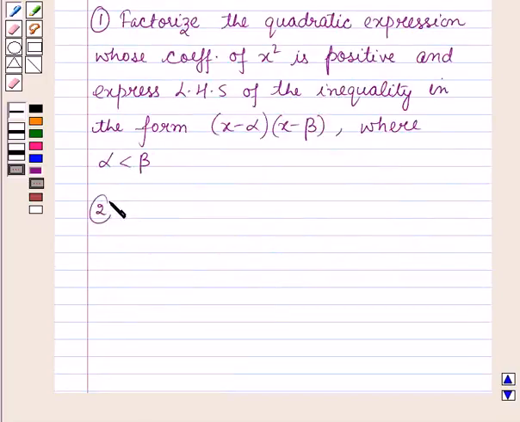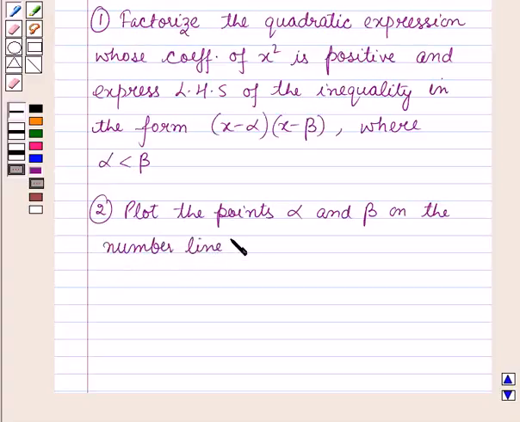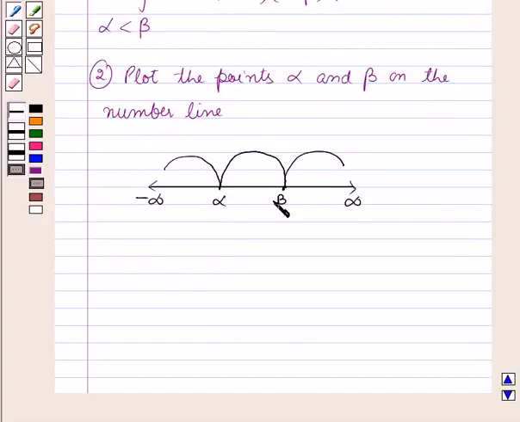and secondly, plot the points alpha and beta on the number line, dividing the number line into three parts. So after plotting the points alpha, beta on the number line, starting from the very right, put the signs plus, minus and plus such that the expression (x minus alpha) the whole into (x minus beta) the whole is non-negative in the region on the right of beta.